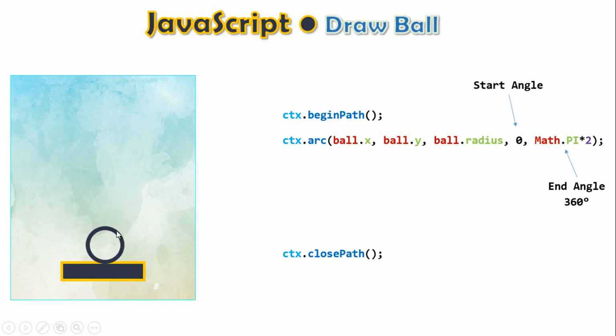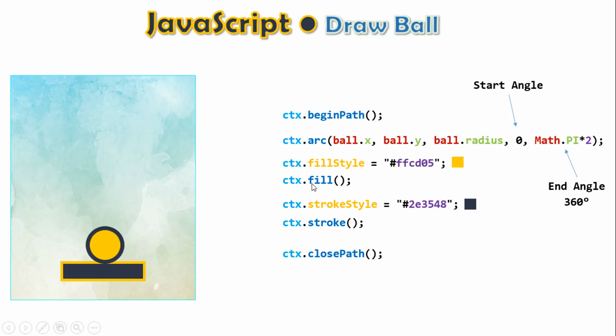Now to draw this path, I will need to use the stroke method, and if I want, I can set a color to draw the stroke. And now we need to fill our circle, so I will use the fill method, and also I will need to set a fill style, which is this color. And last, I will put these lines of code inside the function drawBall. This function drawBall will go inside our draw function.